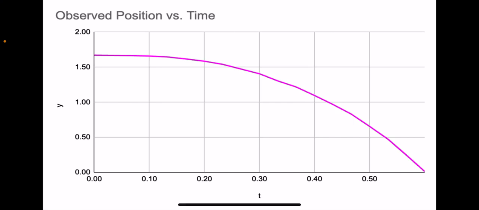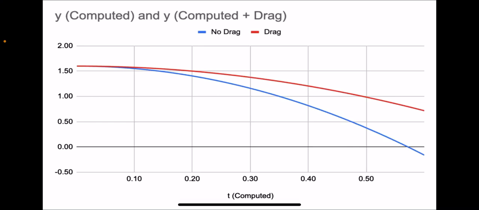Here we can see the observed position versus time that I made through Excel, using the values from the Tracker app. And here you can see the two line plots that I made using Excel. One represents the GlowScript code computed with no drag, and the other one is computed using drag. When there's no drag, the object falls faster, and when there is drag, it slowly reaches F net equal to 0.